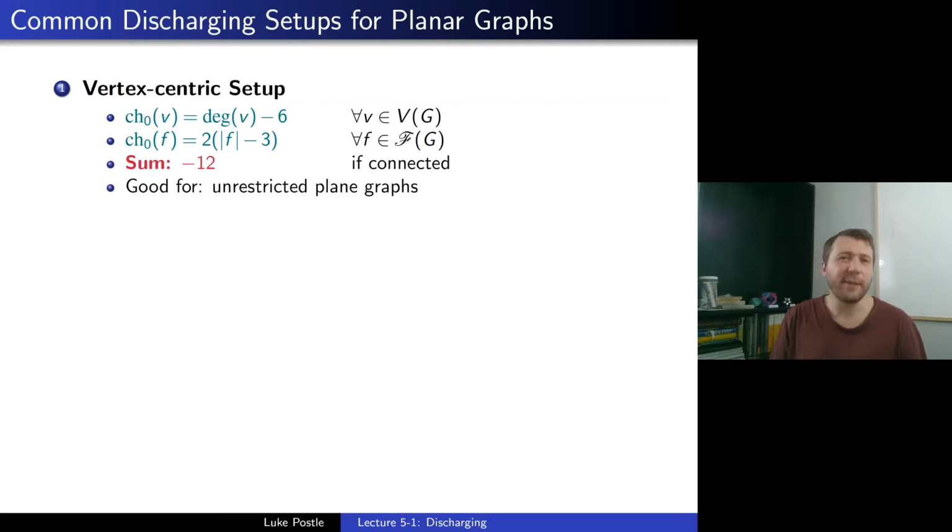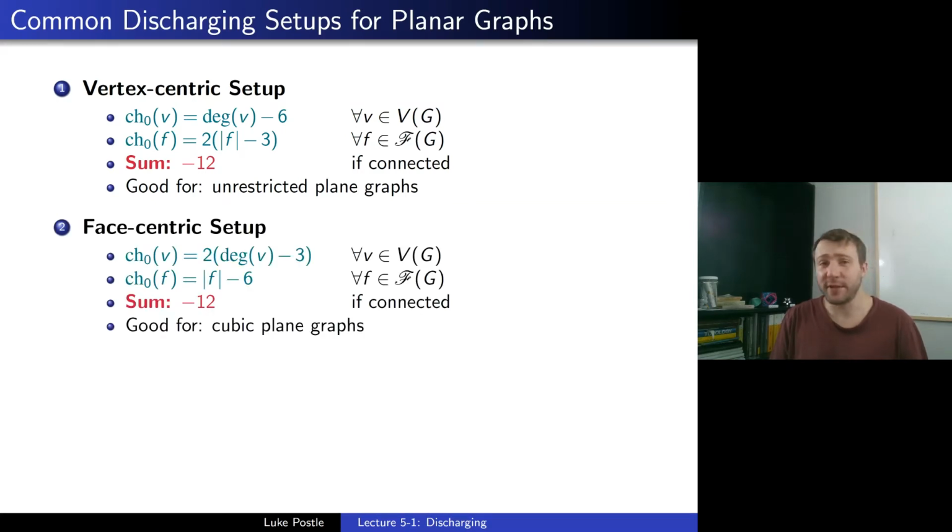There are other setups. There are really infinitely many setups. Another common one is a face-centric setup, also called face discharging, which is just the dual or symmetric form of the vertex one above. There we have the charge of a vertex be degree of v minus 3, and the charge of a face be 2f minus 6, and for the same reasons the sum would be minus 12 if connected and only smaller if disconnected. And what is that good for? Well, cubic plane graphs are nice, because then the charge of the vertices would be 0, and then it's only a question of the faces, and maybe trying to make the negative faces, i.e. the faces of size at most 5, positive to derive a contradiction.